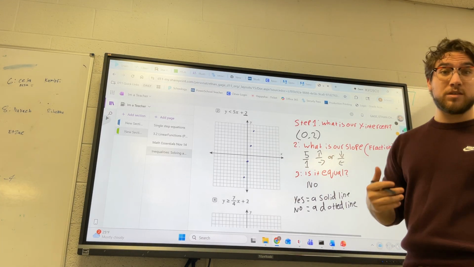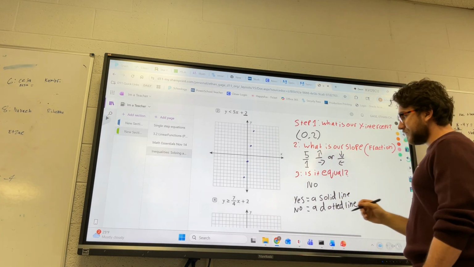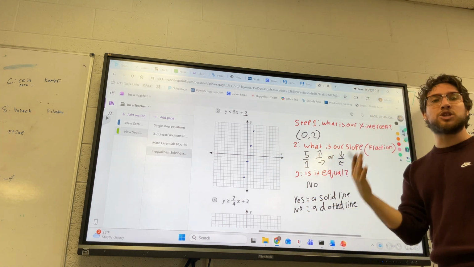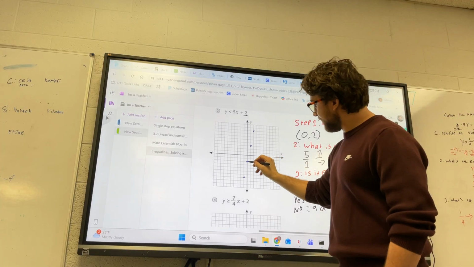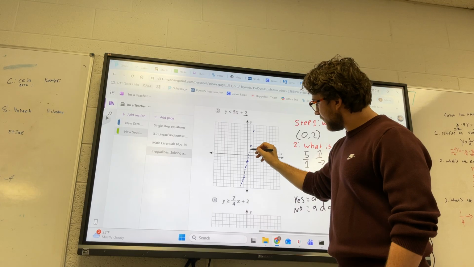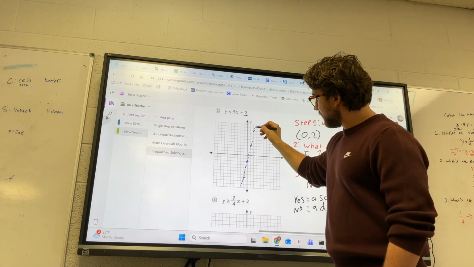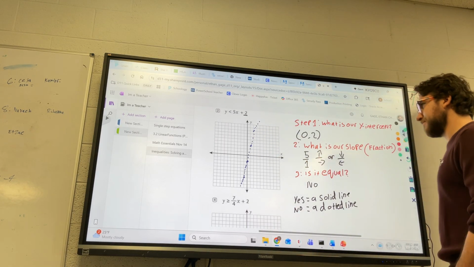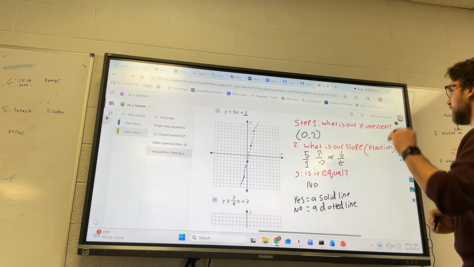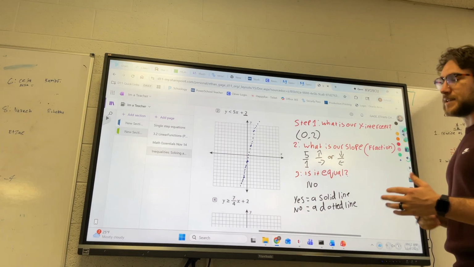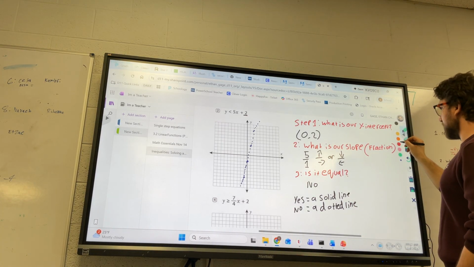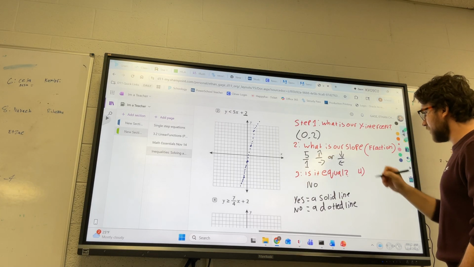Now we draw our line. We're just going to connect these. But since we said no, it's going to be a dotted line. My handwriting is done. The last thing we're going to do, because we are not done yet, is put a 4 right here.